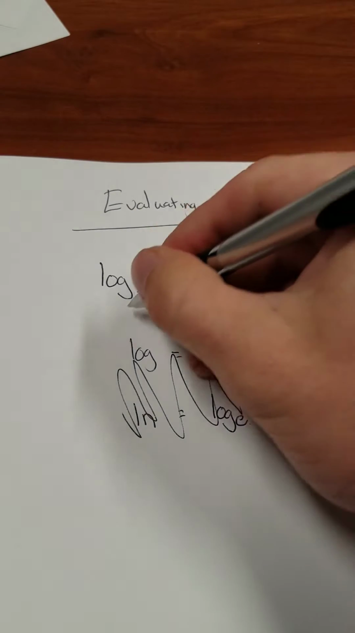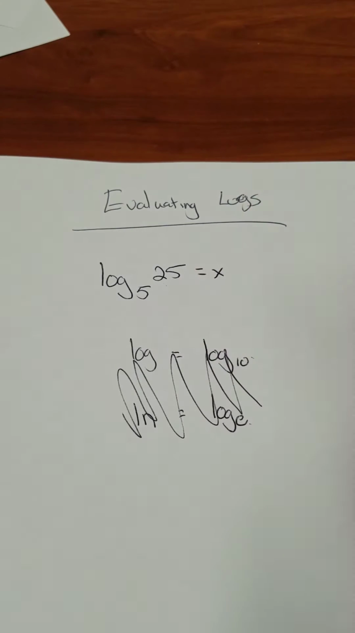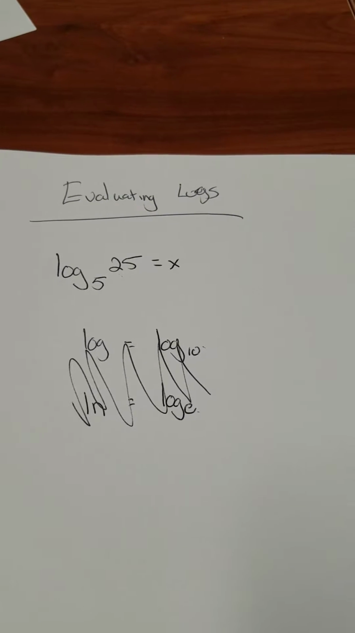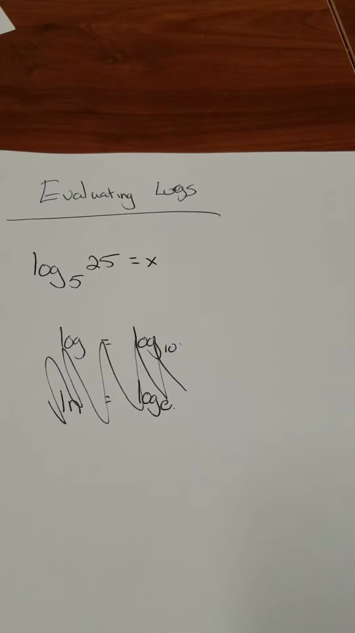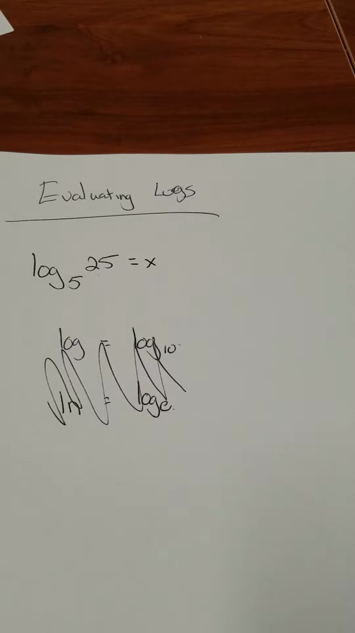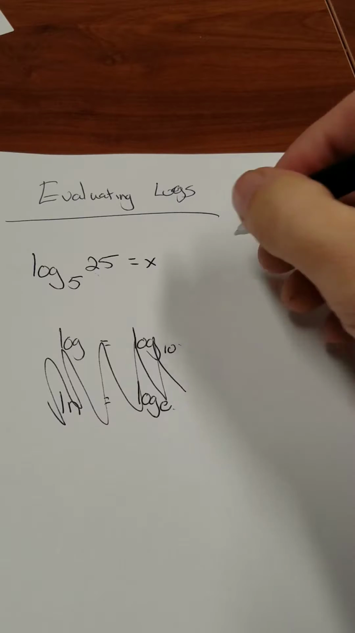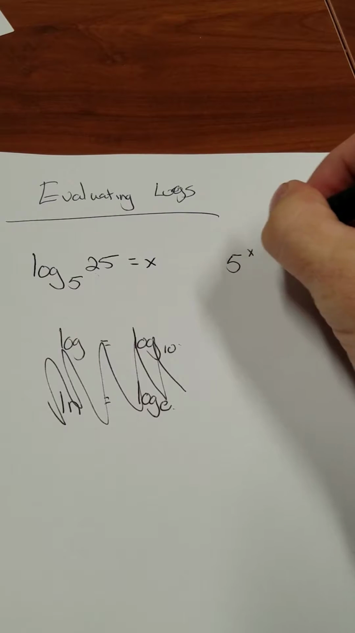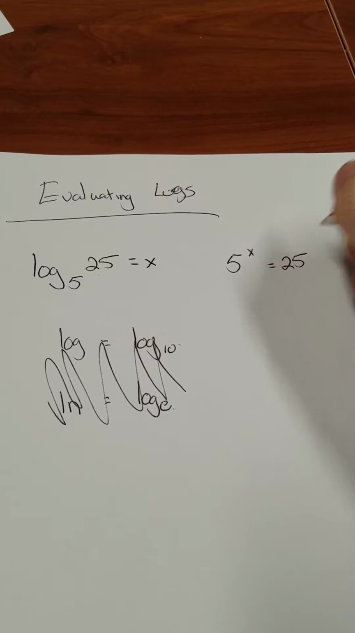So what we're going to do is set this thing equal to x because we're trying to evaluate what log base 5 of 25 is. Now, once we set it equal to x, we can rewrite it as an exponential. Take your time and go ahead and rewrite that as an exponential. All right, so we get 5 to the x equals 25.